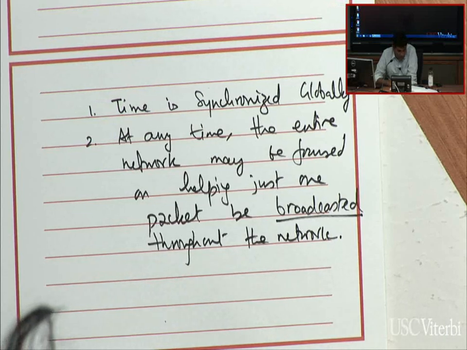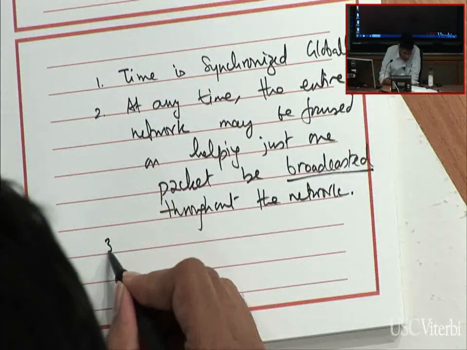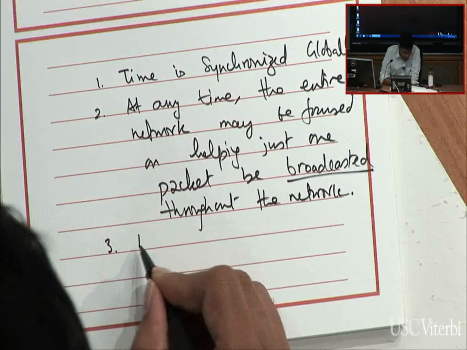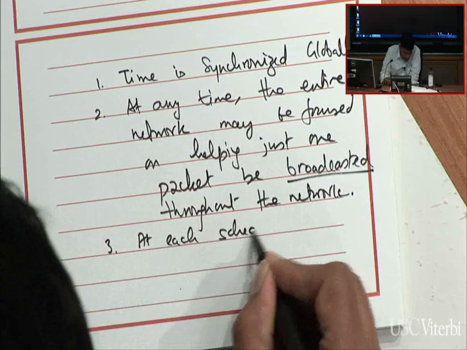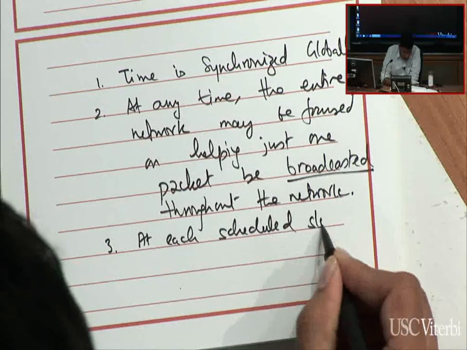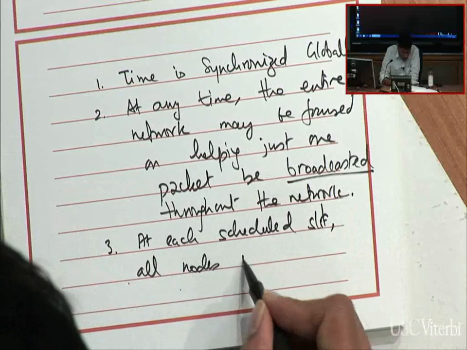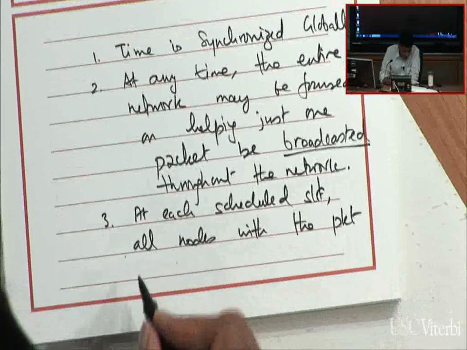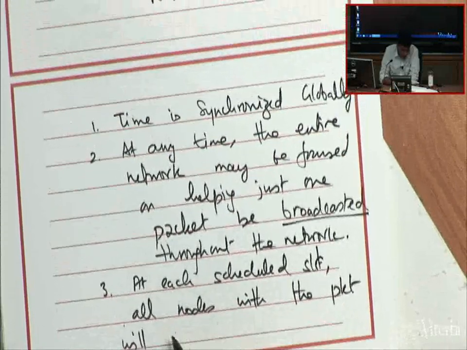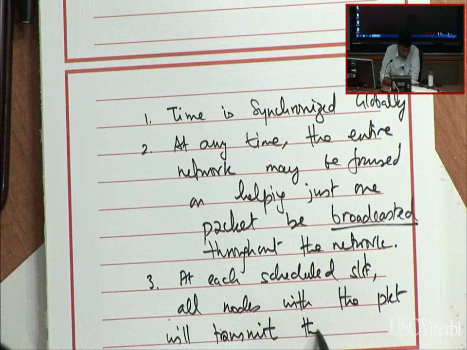Okay? And so because it's a broadcast system, the basic idea is at each scheduled slot, all nodes with the packet will transmit that packet.